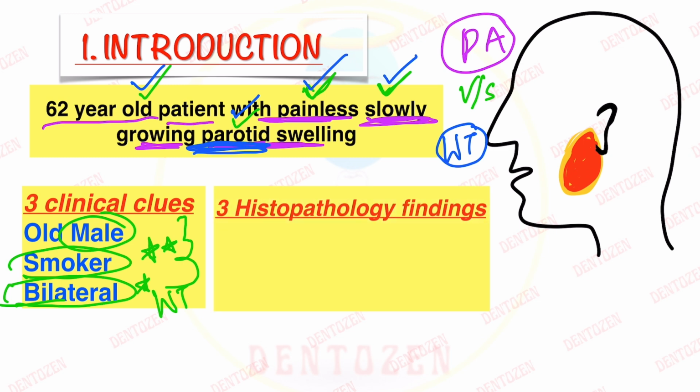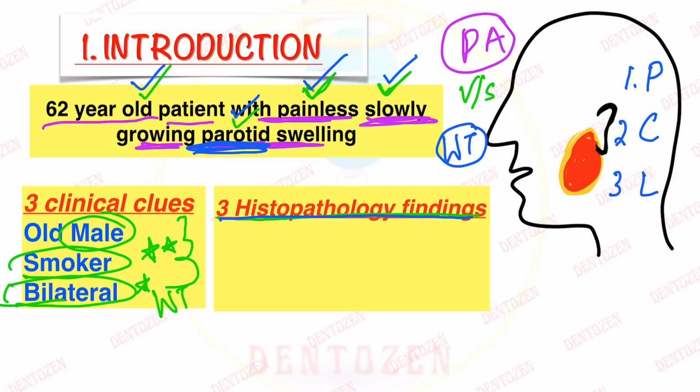Under microscope, it gives three histopathological findings characteristic of Warthin's tumor, and the moment you see those findings, you are very sure that this is Warthin's tumor. So what are those three findings? Those three findings are PCL. Yes, PCL. Now what is this PCL?